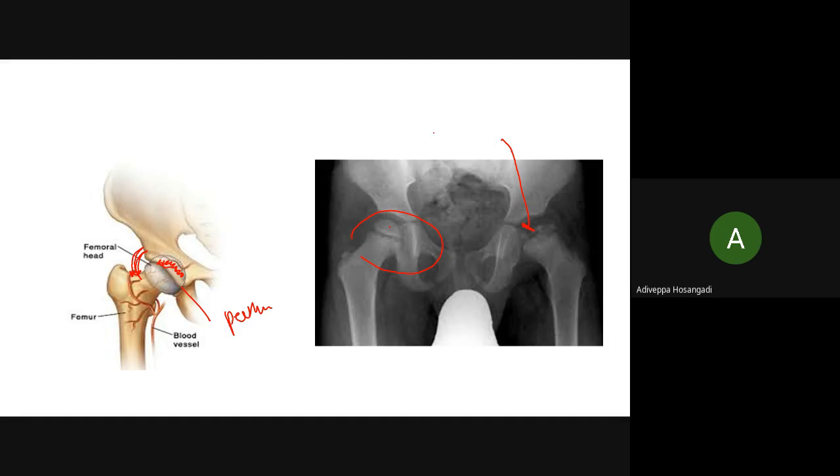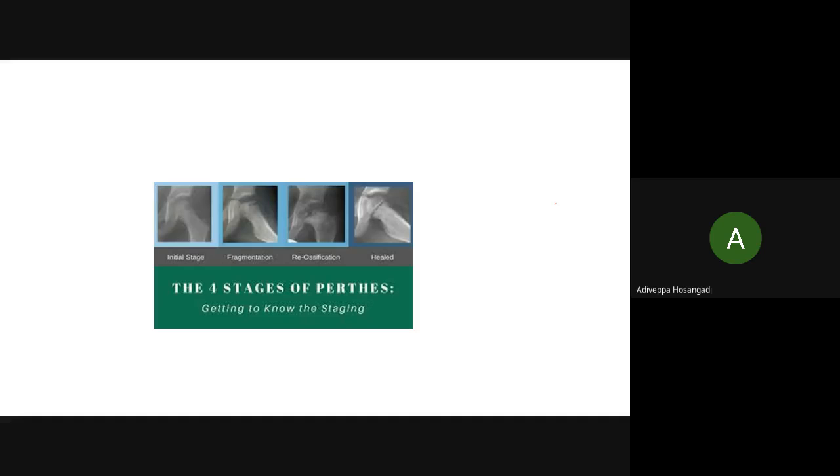Widened joint space is also called Waldenstrom sign. If you can remember, it can be asked sometimes, but please remember it is a Waldenstrom sign. Just remember the name that it is associated with Perthes. You might not be able to remember, but increased joint space is also a sign of Perthes disease.